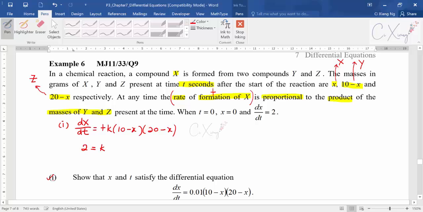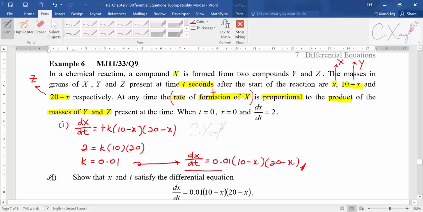So k, I don't know. 10 minus x is 10, since x is 0, so 10, and then 20. Therefore, from here, very easily, you'll get the value of k, which is 0.01. And this is how we get the equation that they want us to show. The differential equation is dx/dt equals 0.01 times (10 minus x) times (20 minus x). So I think this part is not really hard.